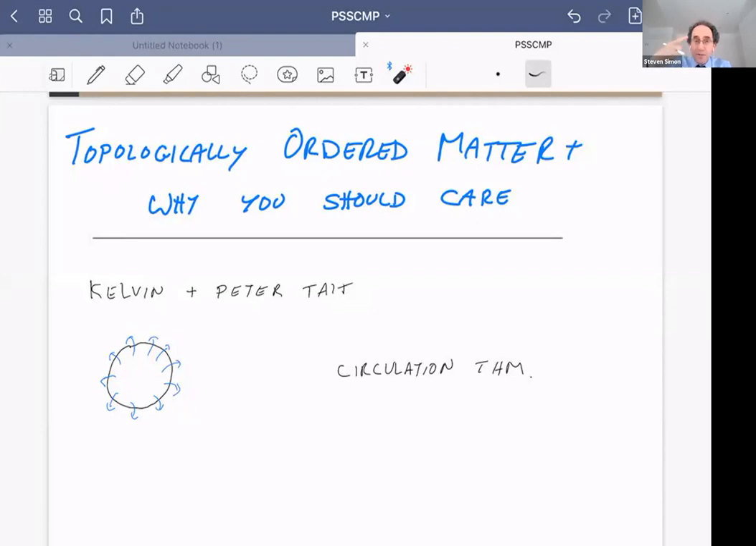The air would just keep going around and around, and the smoke ring would never dissipate. The only reason the smoke ring does dissipate is because air is not a perfect fluid, and it has friction. And that got Kelvin thinking, well, where can you find a fluid that doesn't have any friction at all? Now, such fluids do exist.